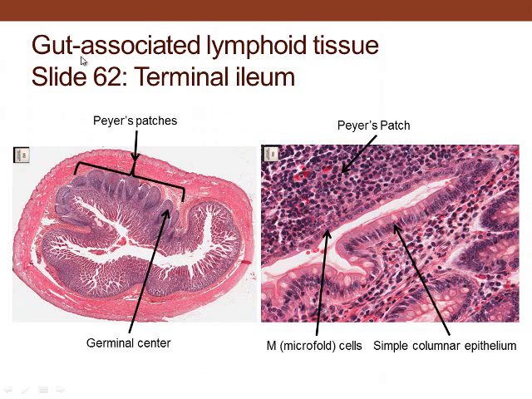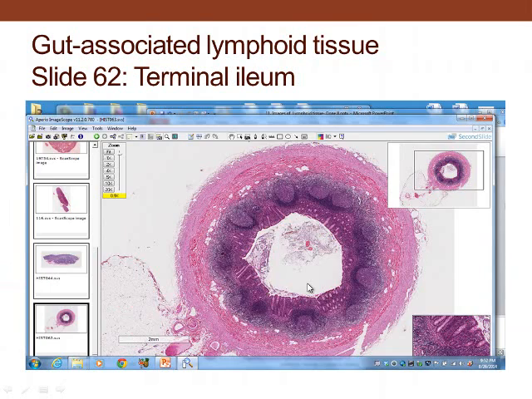And here we can see the gut-associated lymphoid tissue. You can see these guys right here. These are Peyer's patches of the germinal center. And here we can see the intestinal absorptive cells, the goblet cells, and the M cell. The M cell is the one that's presenting the antigens to it.